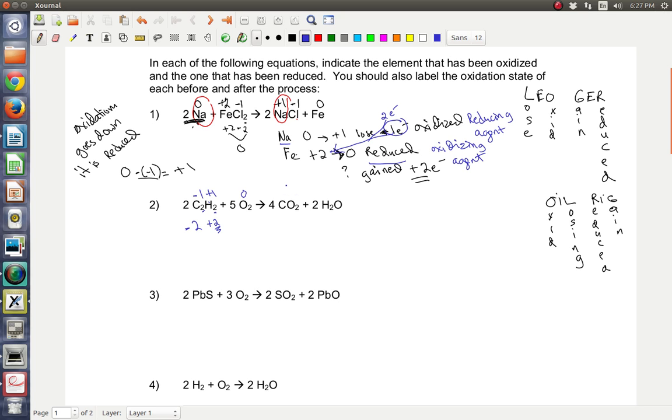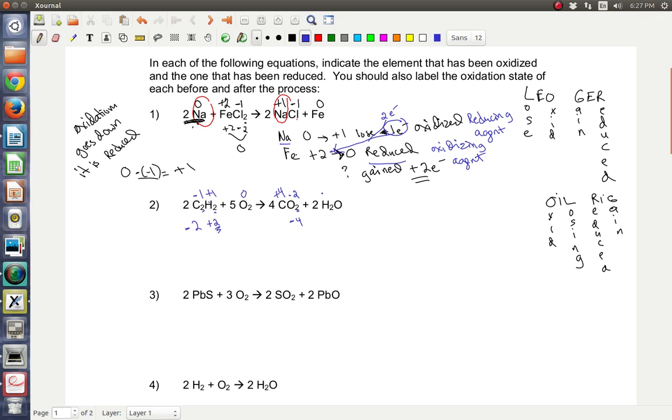Now let's look at the other side. Oxygen is usually a -2, and since I have 2 of them, that would be a -4 charge. And since I have 1 carbon, it has to be a +4 charge. That makes sense because carbon went from a -1 to a +4, and oxygen is going from a 0 to a -2. So one is getting bigger and one is getting smaller. You always have to have one oxidized and one reduced.